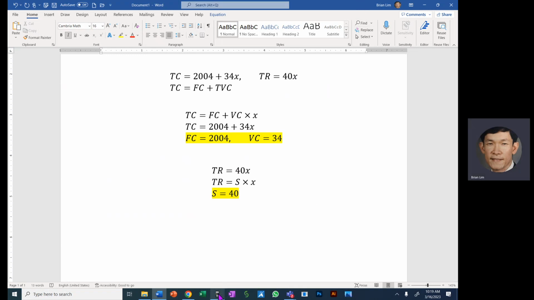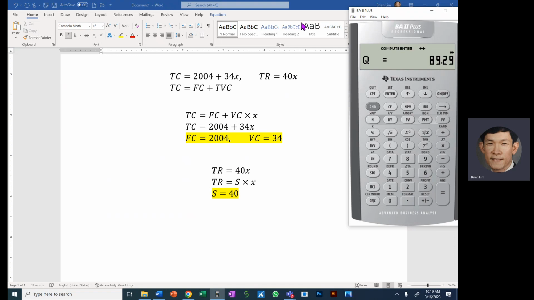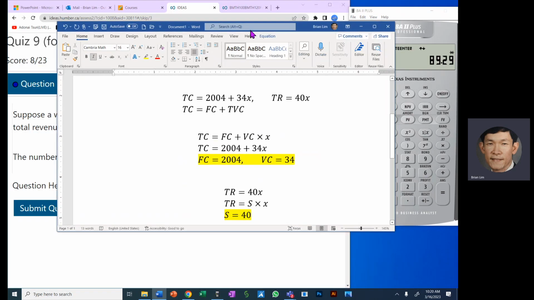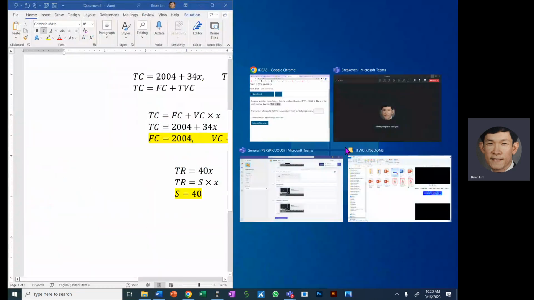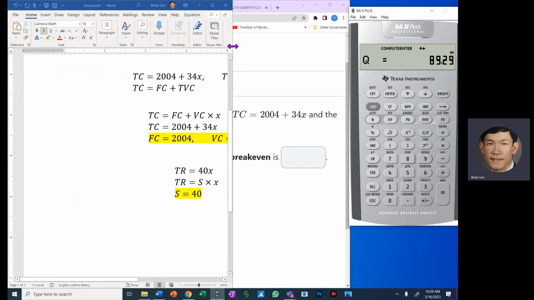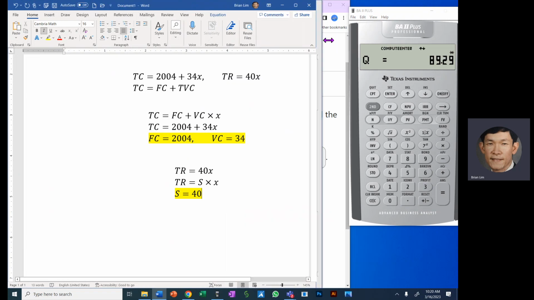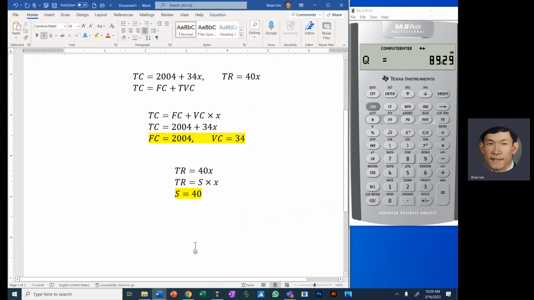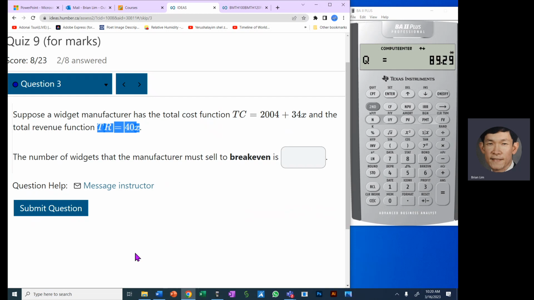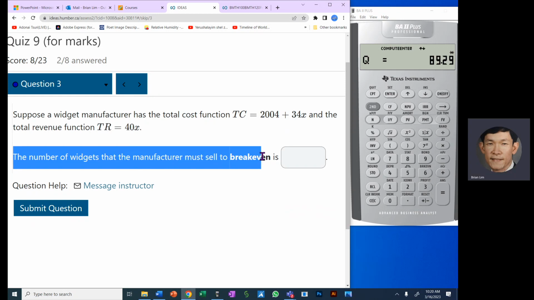All right, so with that, let's bring up the calculator, and then we can do some calculation. All right, so here we are. Okay, so what are we after? Well, we're after the break even. It says the number of widgets that the manufacturer must sell to break even is, and so there we are.